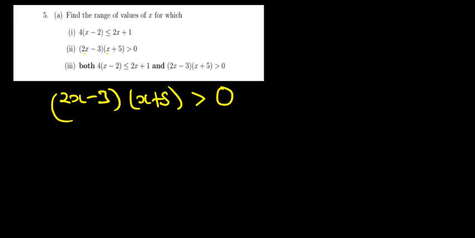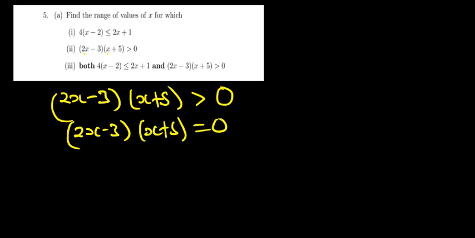The first step is to solve them as if you had an equal sign here. So just forget about the sign for a start. We're going to include it at a later stage. So let's just write this as (2x minus 3)(x plus 5) equals 0. You can only do what I'm doing here if it's a quadratic inequality.